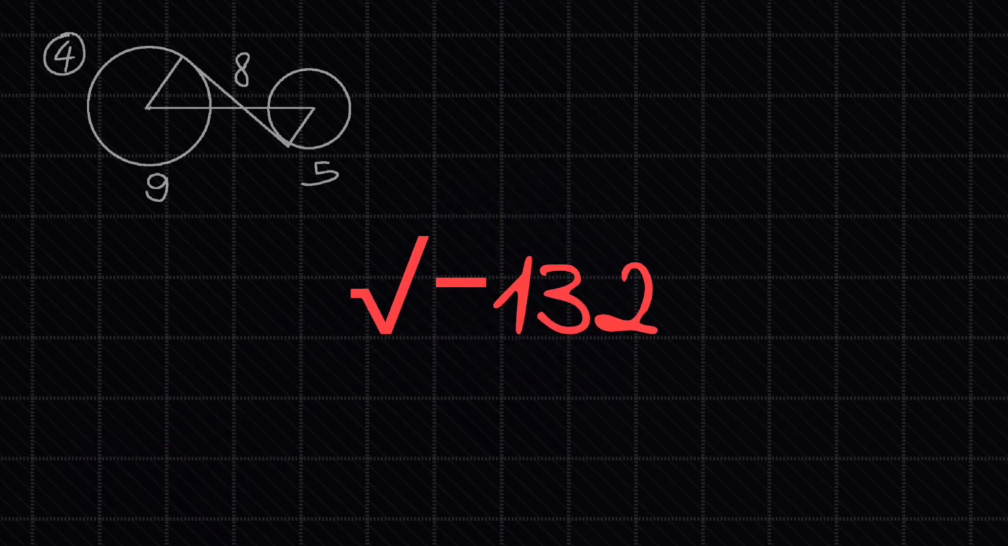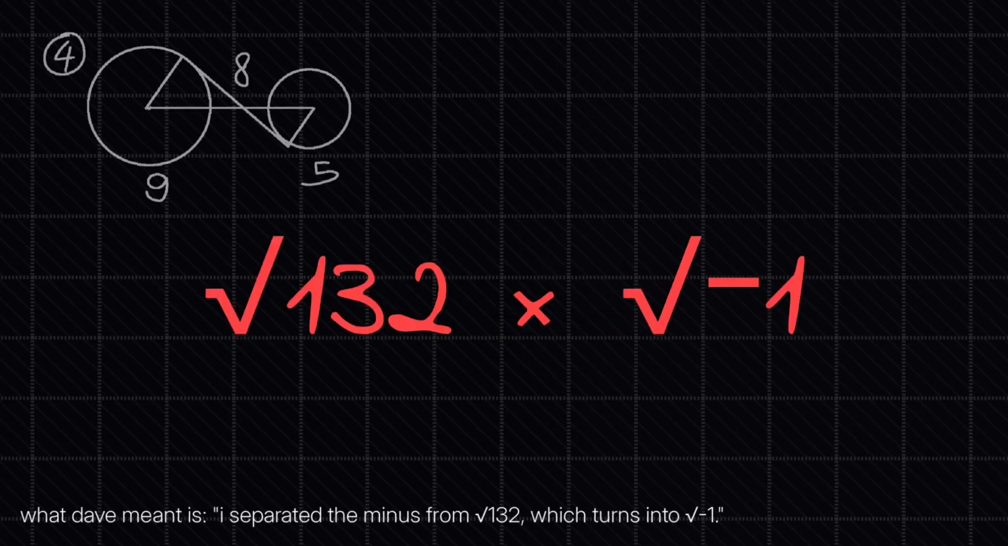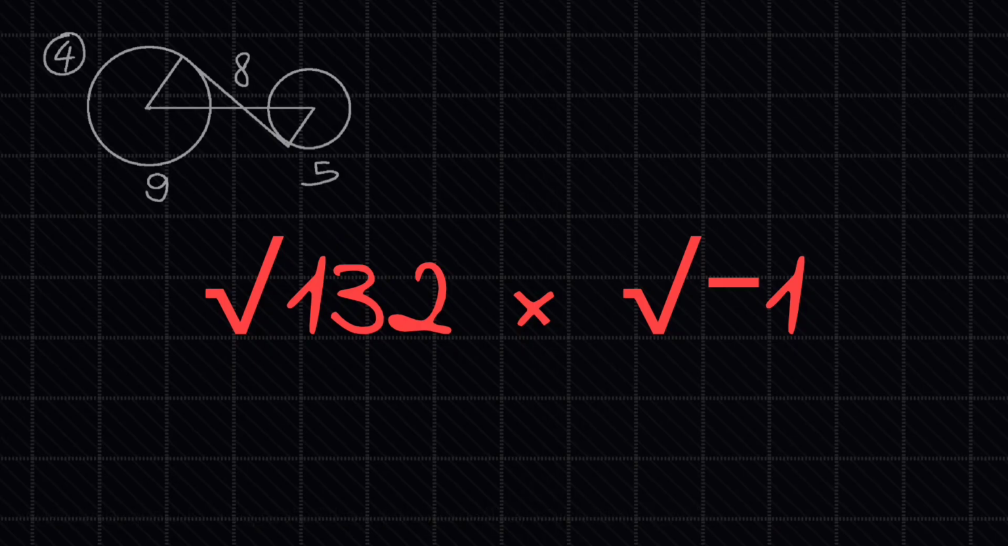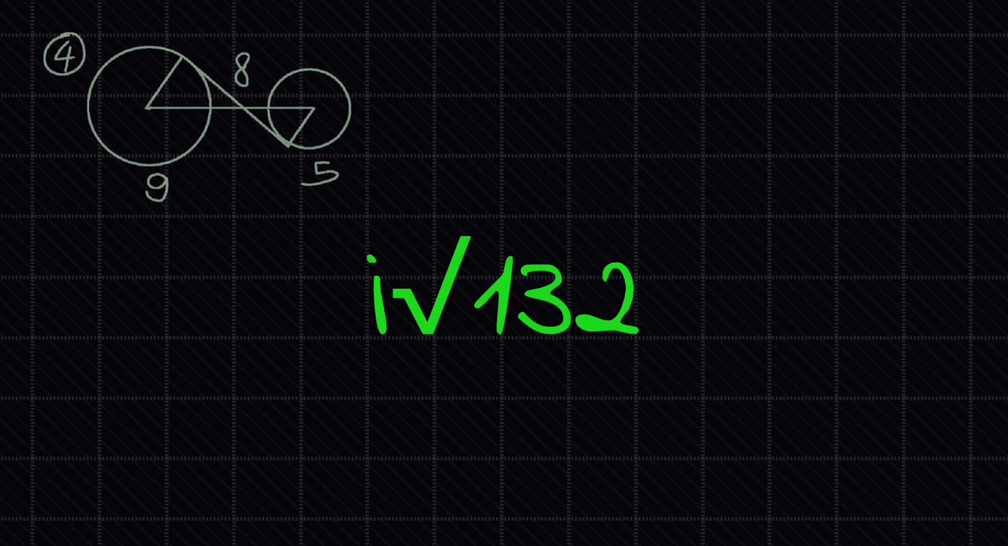We separate the negative by turning it into -1. So it turns into the square root of 132 times the square root of -1. The square root of -1 is i. You put the i in front of the square root of 132 because 132 is irrational.